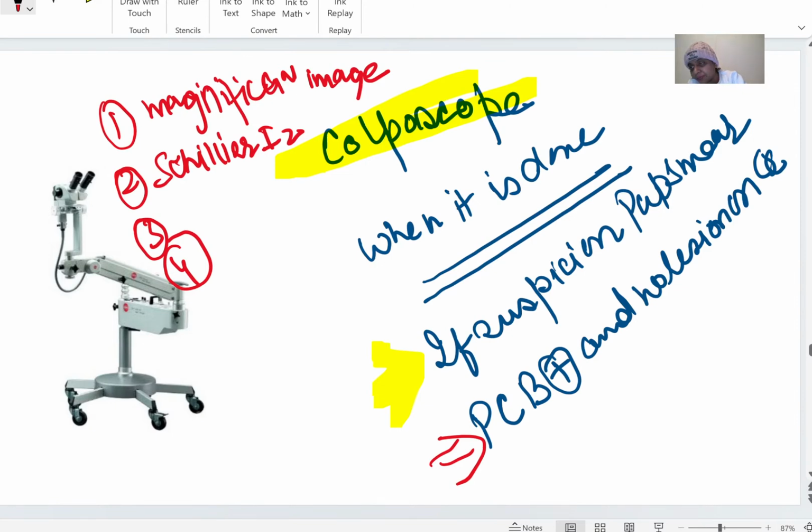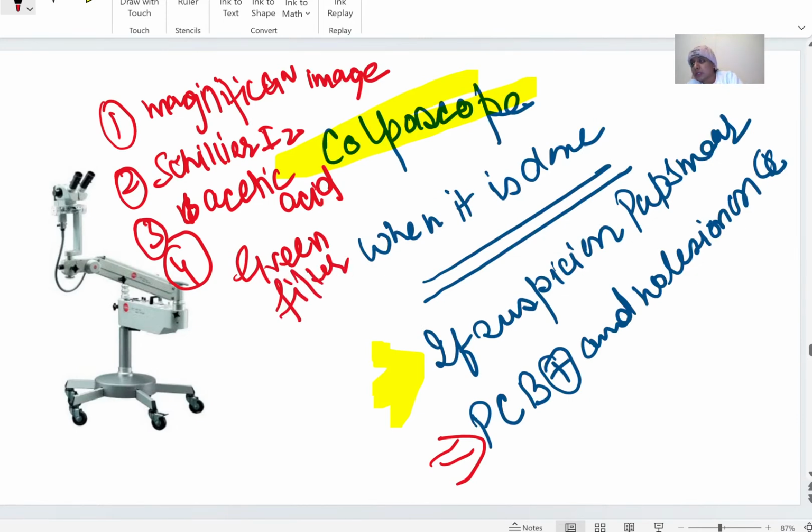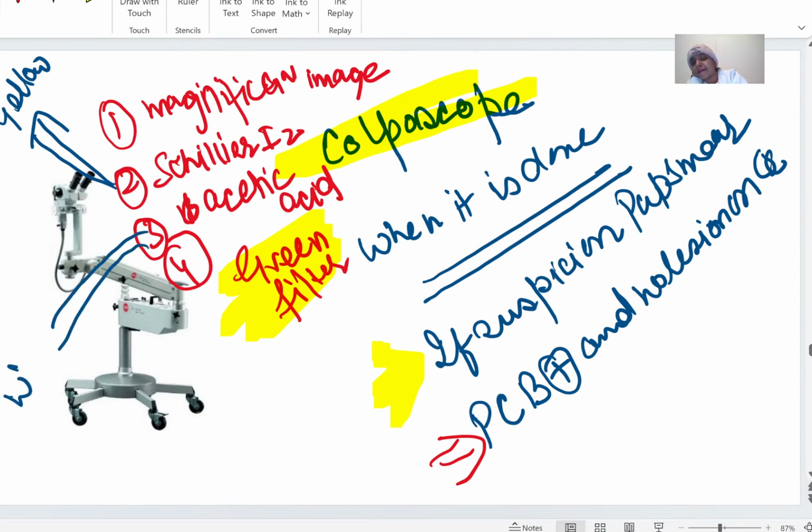Okay, done, Dr. Shilpa. Number 3 is, if I forget then remind me, application of acetic acid. Number 4 is green filter. A question came in FMG: which filter is done in colposcopy? Dysplasia sites are known as, brown in color or yellow in color? Dysplasia sites are white on application of acetic acid. Dysplasia sites show white colored blood vessels.